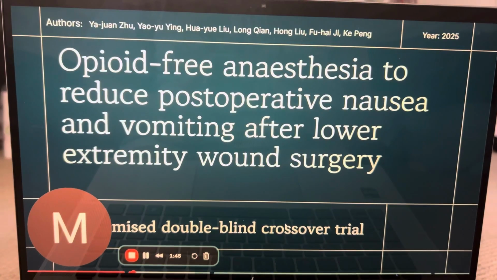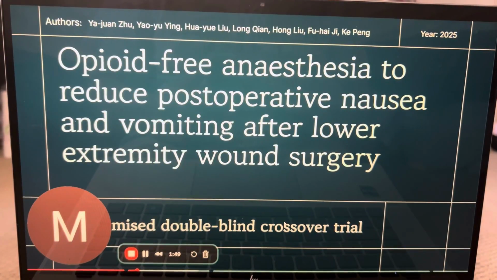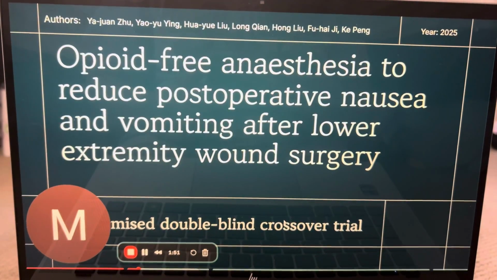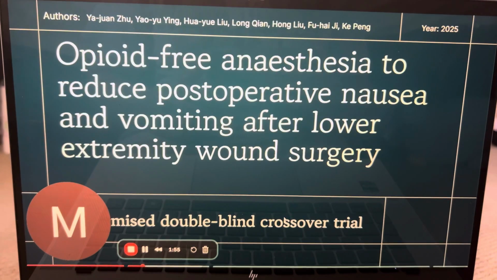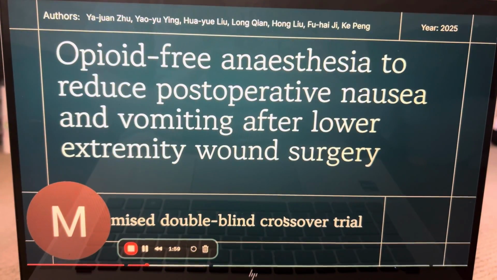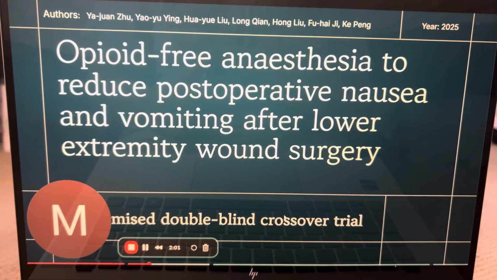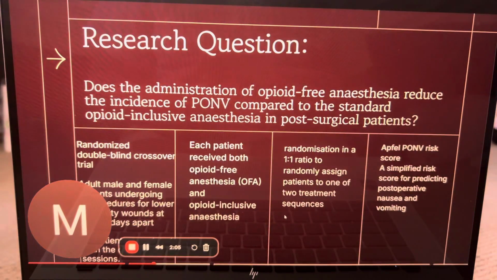Now, today I chose this article, Opioid-Free Anesthesia to Reduce Postoperative Nausea and Vomiting After Lower Extremity Wound Surgery. This study was done in Eastern China, and this was published this year, 2025. This will be a randomized double-blind crossover trial that we'll be talking about today.